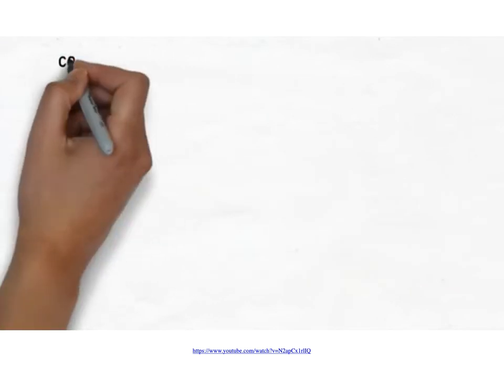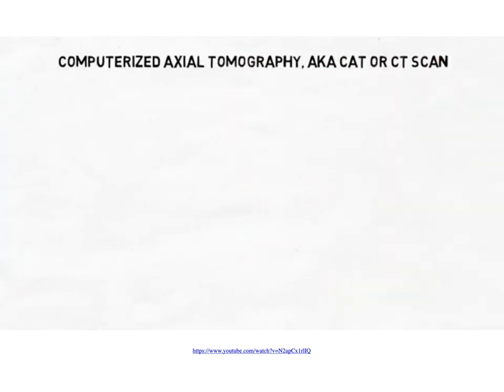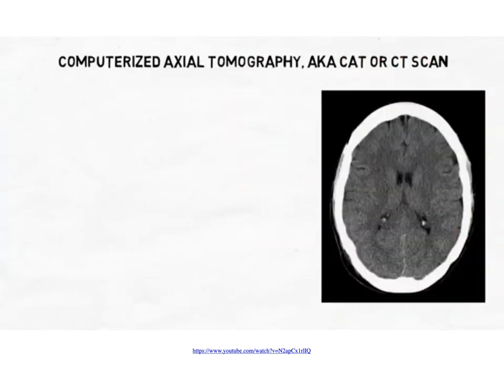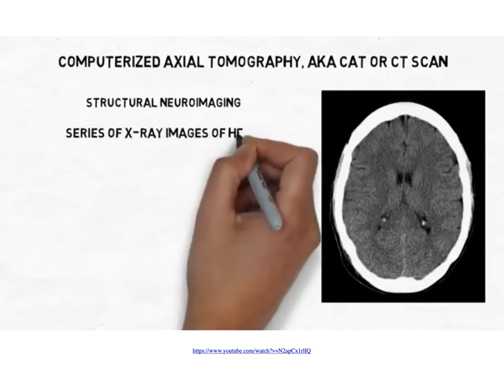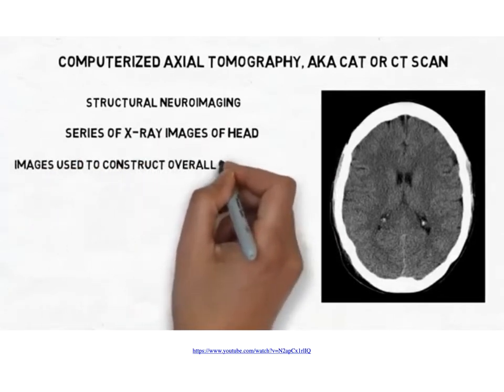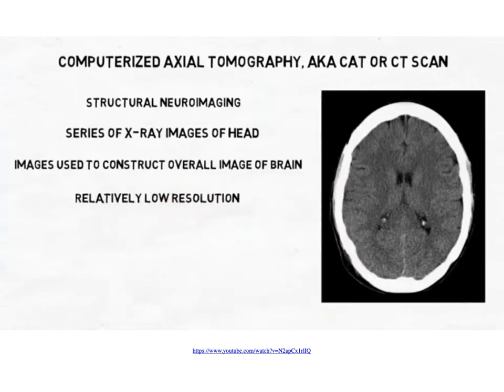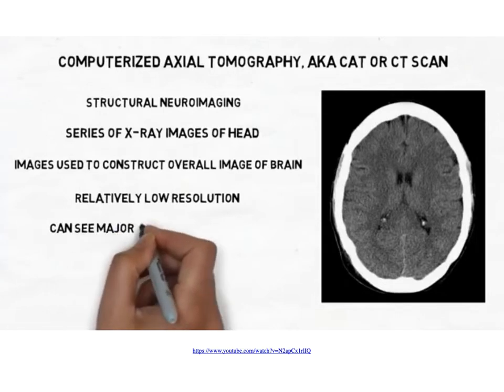Some neuroimaging techniques allow us to see the structure of the brain, while others allow us to look at brain activity or function. Computerized tomography, also known as computerized axial tomography, is a type of structural neuroimaging. It is usually called a CAT or CT scan. It involves taking a series of X-ray images from various locations around the head. These images can then be combined to construct an image of the brain.